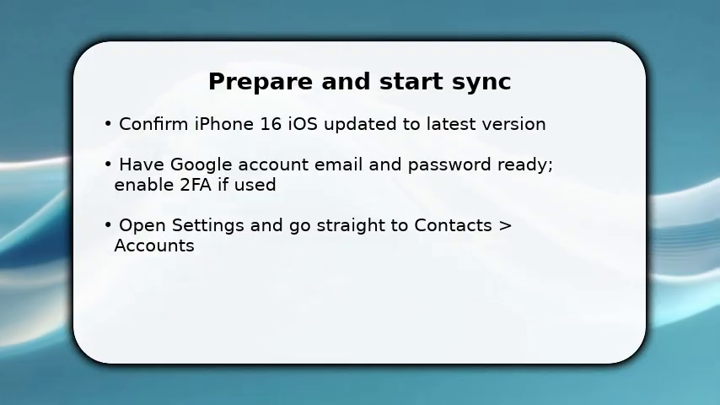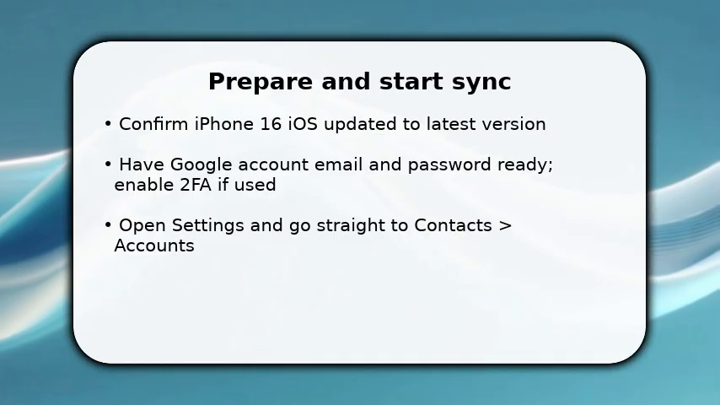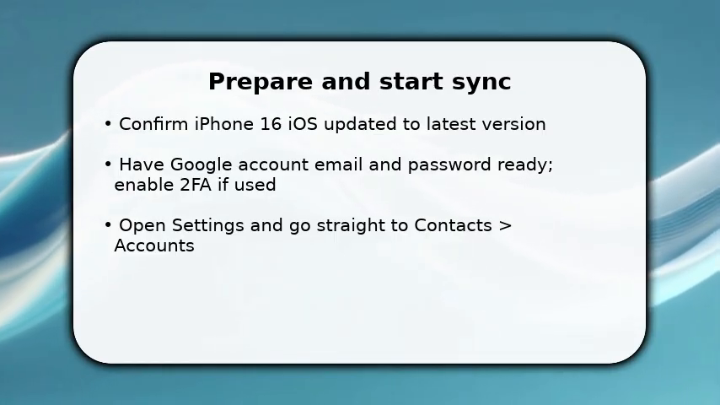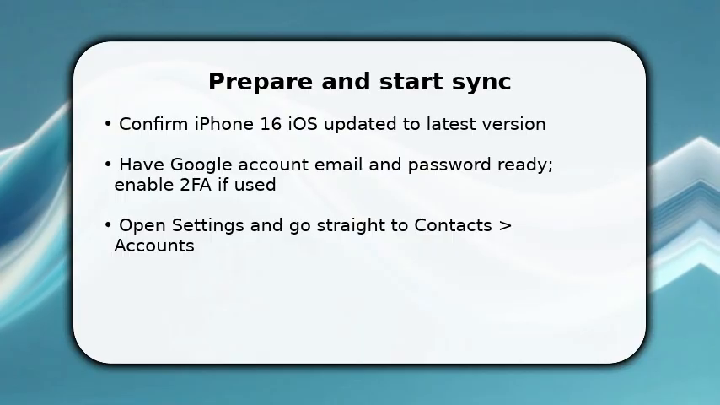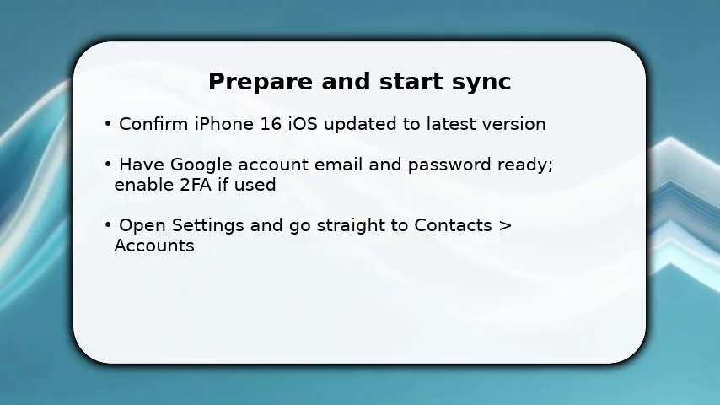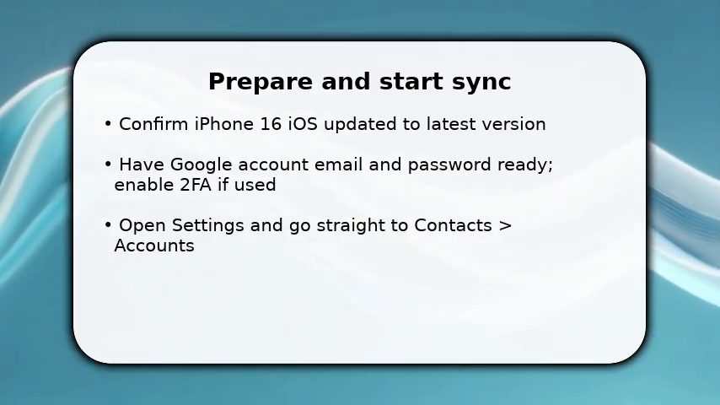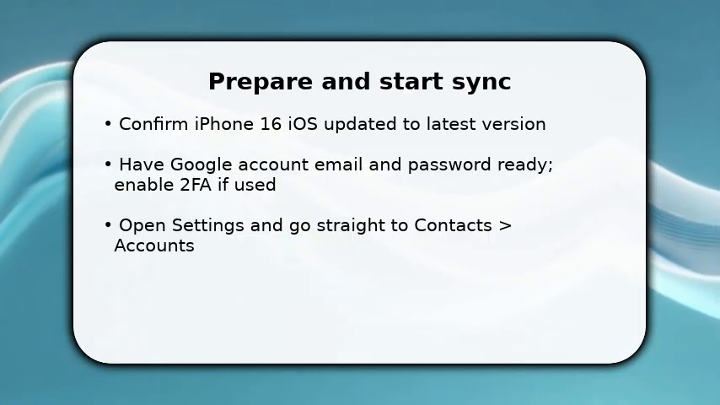You're starting with the essentials. Update iPhone 16 and have your Google sign-in ready. Open Settings, tap Contacts, then Accounts to begin. Once there, choose Add Account and select Google. This initiates the OAuth sign-in flow.